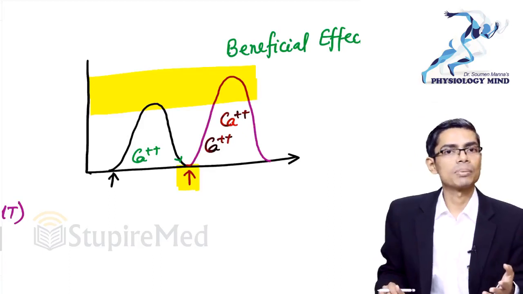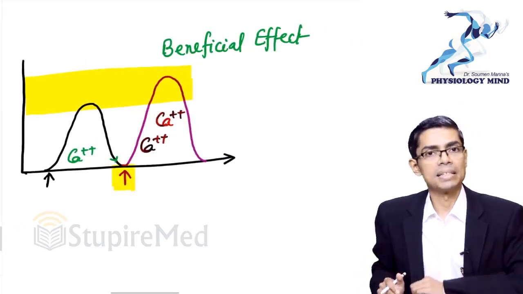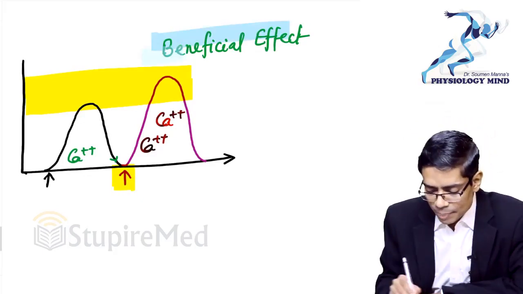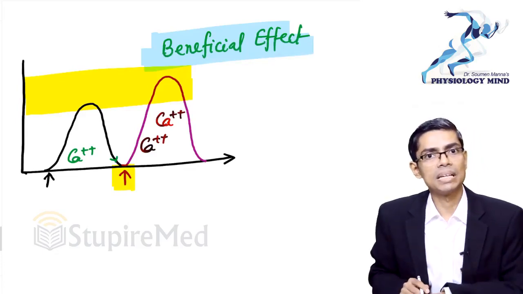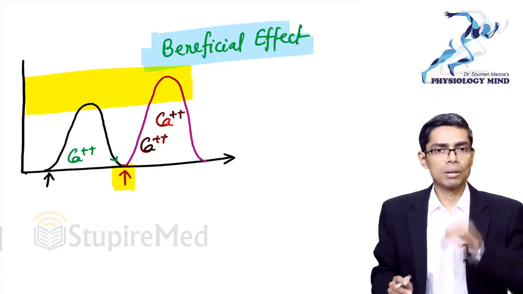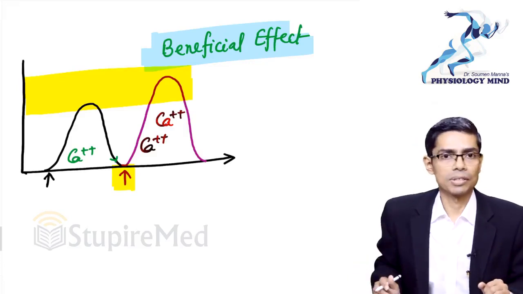What will happen to the force of contraction? Increased. This second contraction height is increased. That's why it is said that the second contraction is getting benefited by the first contraction, and that's why this is known as the beneficial effect. This is due to calcium, although temperature effect is also there, and reduced viscosity is also there.